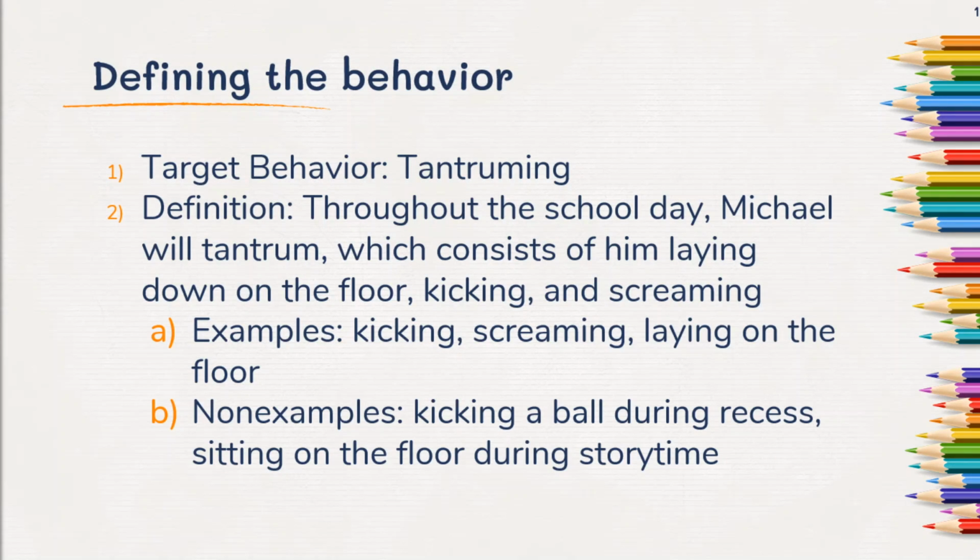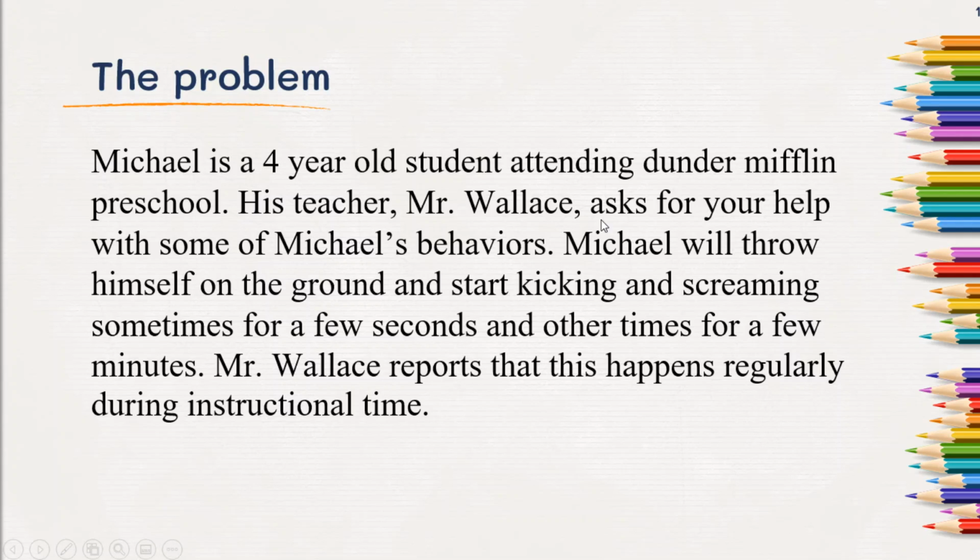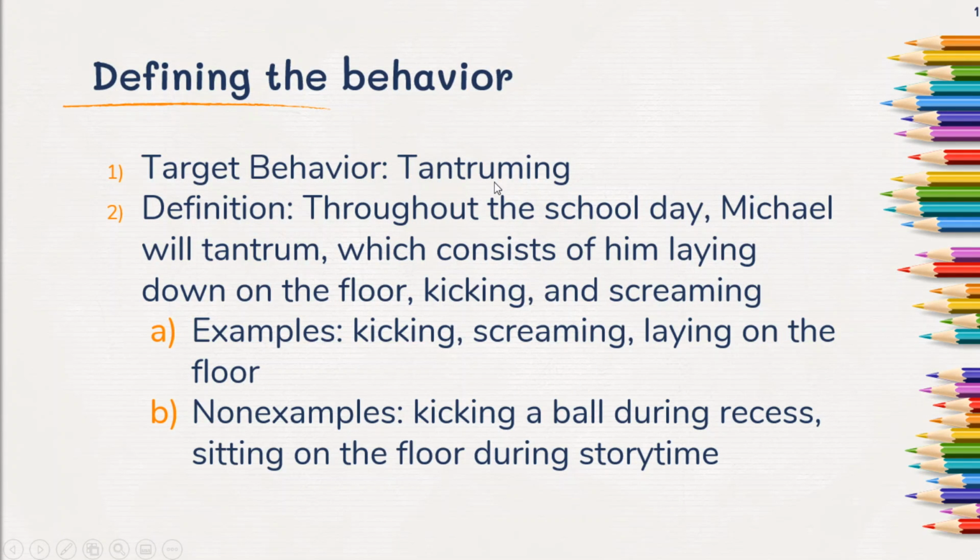All right, so part 1, we want to define the target behavior. In this case, it would be tantruming. We know this because, looking back, it says Michael will throw himself on the ground and start kicking and screaming, and so we know that these are all behaviors in line with tantruming. With a target behavior, we usually want to use one word, or no more than two words, to describe what the target behavior is.